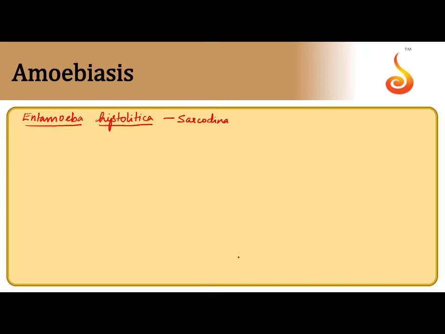Now, this particular organism was discovered by Campbell. He said that these organisms are monogenetic, meaning it completes its life cycle in a single host. And where is its life cycle going to complete? It completes its life cycle in the intestine of human, intestine of man.